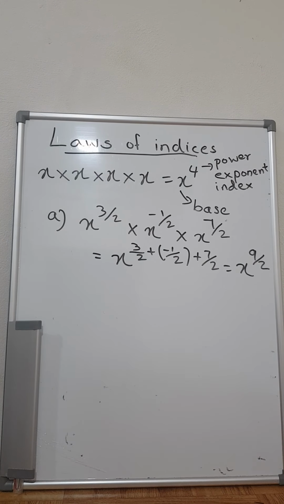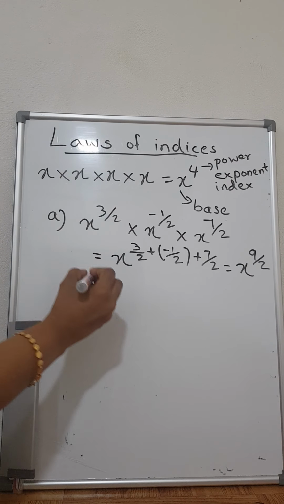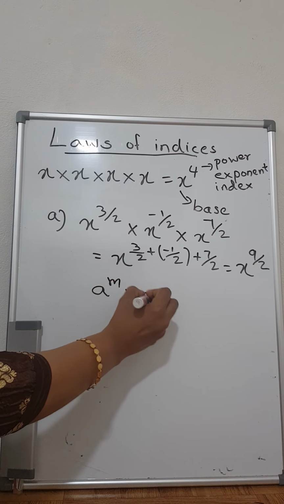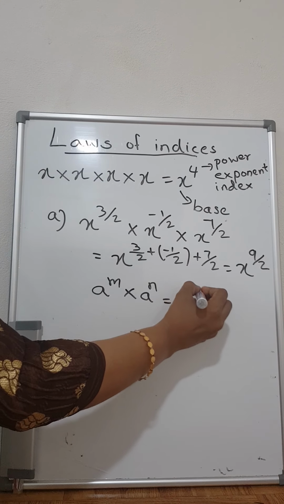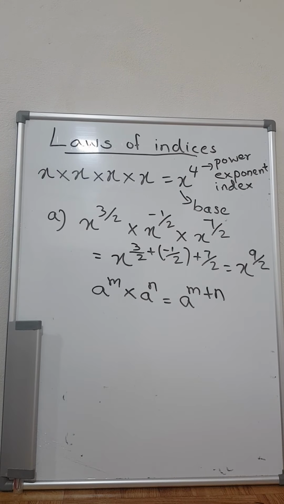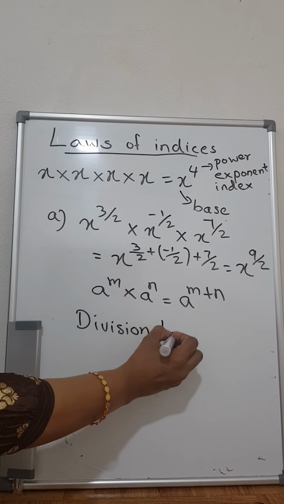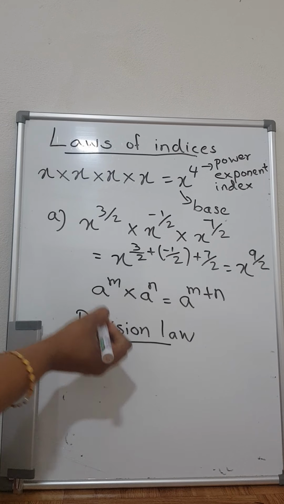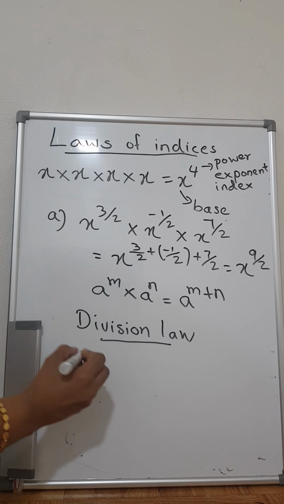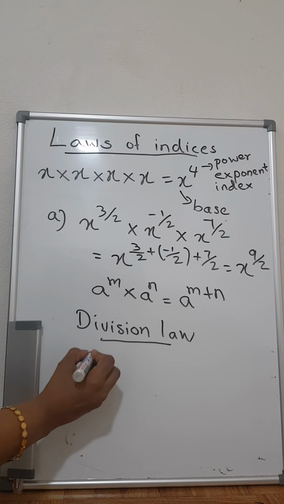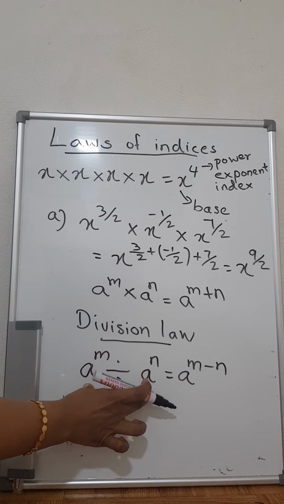So we know that according to the multiplication law, a to the power m times a to the power n equals a to the power m plus n. Now we will learn the division law in indices. According to the division law, a to the power m divided by a to the power n equals a to the power m minus n. You see, here also the bases are the same.